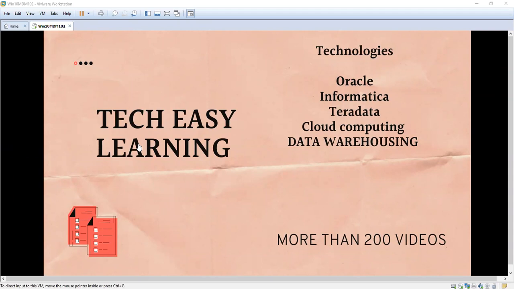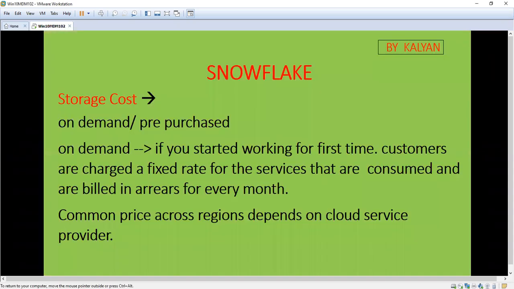Today we are going to see a topic in Snowflake. This is about Snowflake storage cost. There are two plans available regarding the storage cost in Snowflake. One is on demand, another one is pre-purchased. This is similar to the mobile plans where we call it prepaid and postpaid. Likewise, here we call it on demand and pre-purchased.